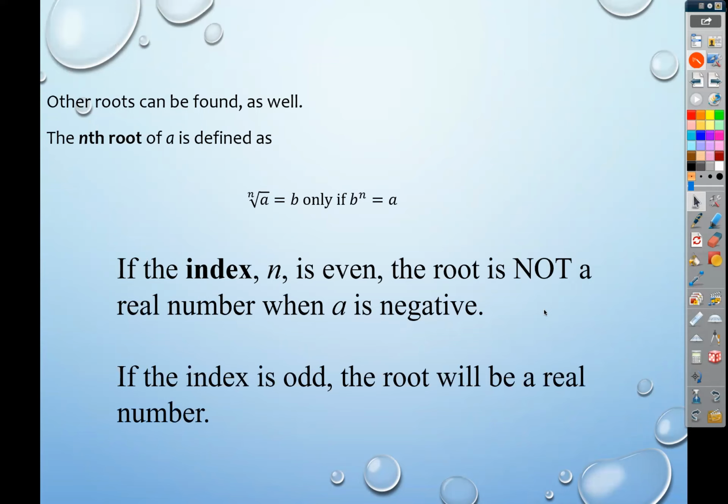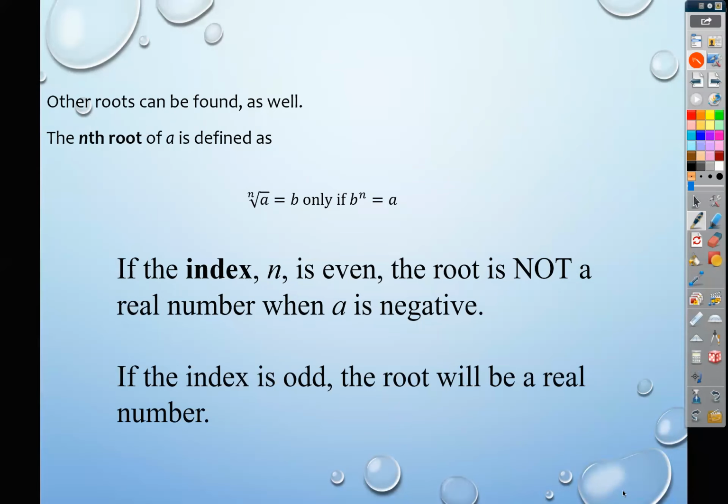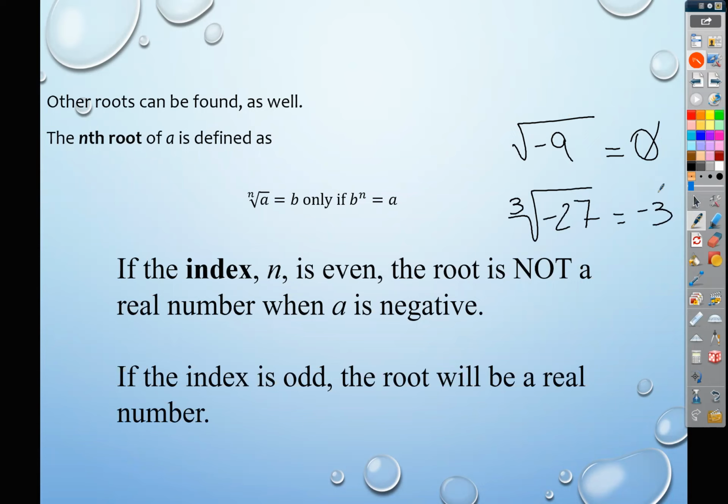So other roots can be found as well. The nth root of a equals b only if b to the n power equals a. So if the index n is even, the root is not a real number when a is negative. So that's what I said before. If you have the square root of negative 9, that's going to be no solution. But if you have the cube root of negative 27, that would be negative 3. So if the index is odd, the root will be a real number. But if it's an even index, like this is assumed to be a 2, then that would be no solution.